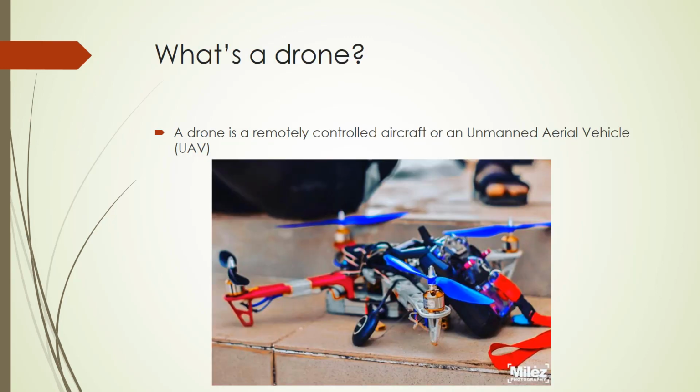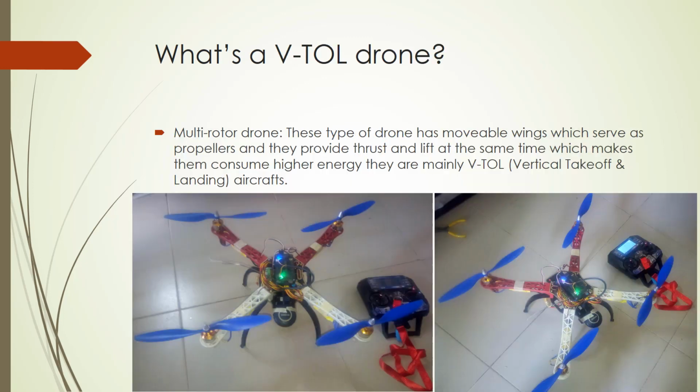So what we have first is what's a drone. A drone is a remotely controlled aircraft or an unmanned aerial vehicle. So here we have a quadcopter, which is a multi-rotor drone with 4 propellers, 4 ESCs and brushless motors.